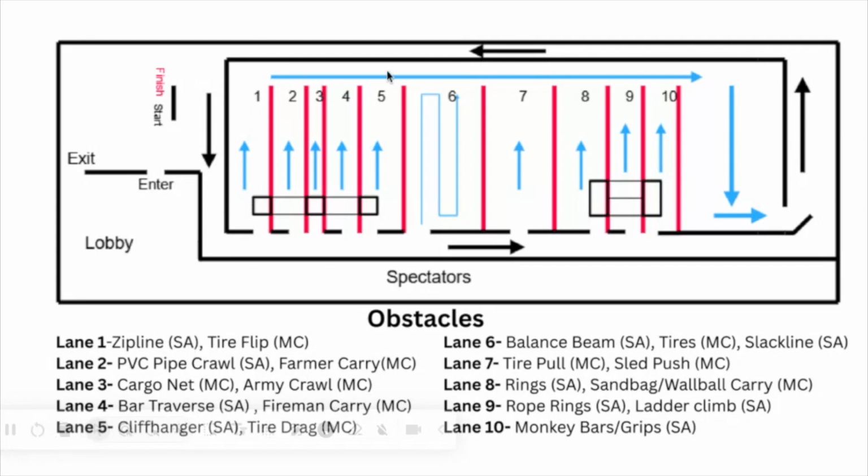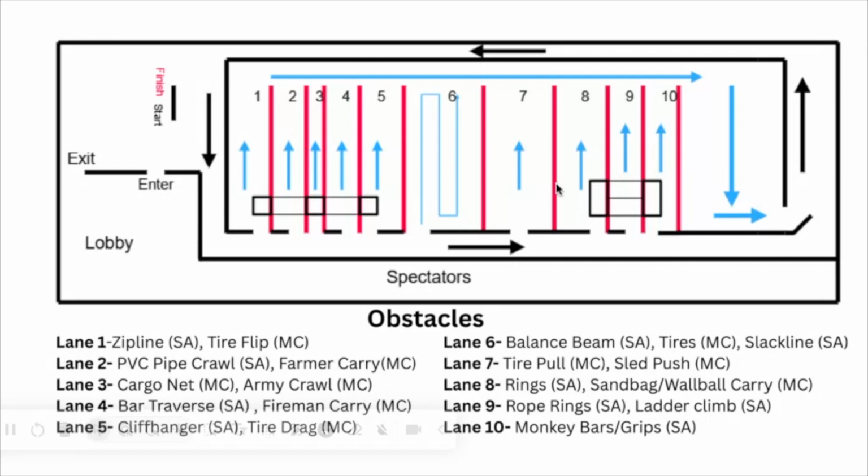Then after that, you come down, over, around, back out, all the way through into lane number 2. Make sure that you do all of the obstacles within that lane before moving on. Then you go all the way down and around, just like before, all the way through all 10 lanes.